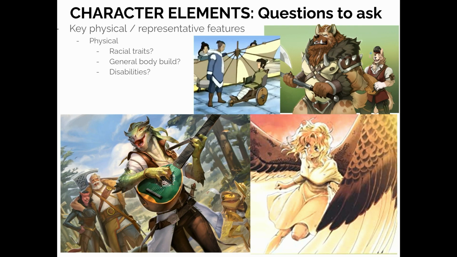The first thing I generally think about, if I'm designing a character from scratch, is: are there key physical representative features? Do they have racial traits? What's their general body build? Do they have any disabilities? I think, for example, Avatar: The Last Airbender is a great example of different characters who have physical disabilities and use bending to get around them, using the magic of the world, whether it's the wheelchairs or the gliders, for example.